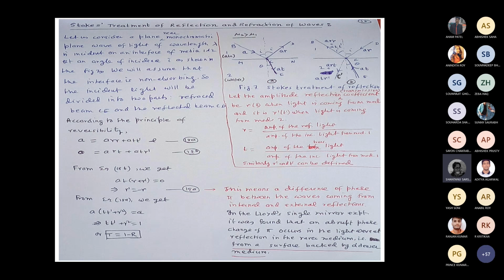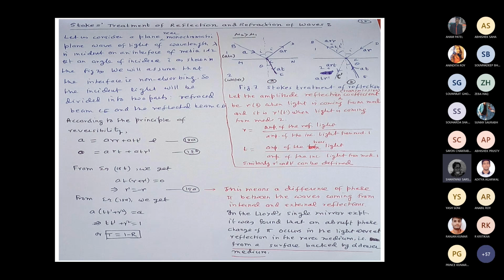So we got a similar conclusion. And from equation 18a, we find that a into tt' plus r squared is equal to a, that is, tt' plus r squared is equal to 1. Or we can write tt' as capital T and r squared as capital R, that is, the transmission coefficient and the reflection coefficient, the intensities. So T is equal to 1 minus R.